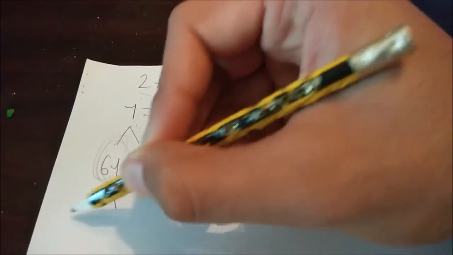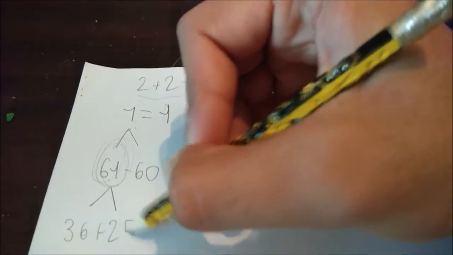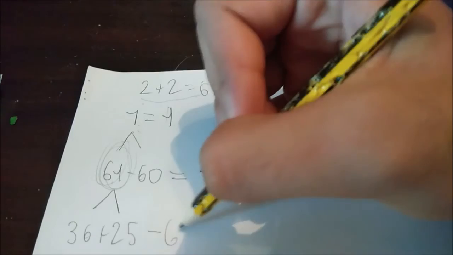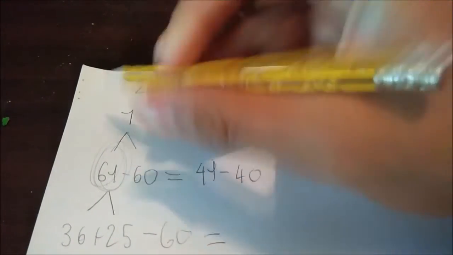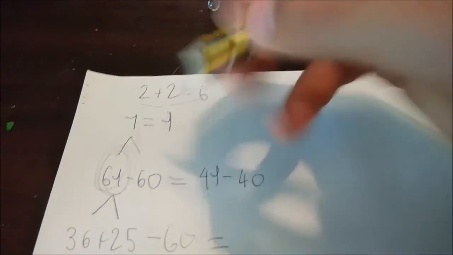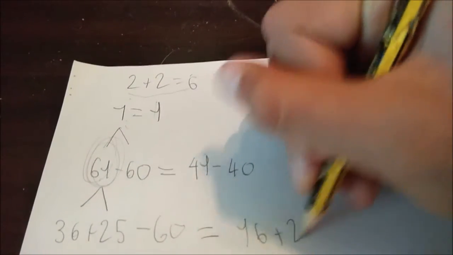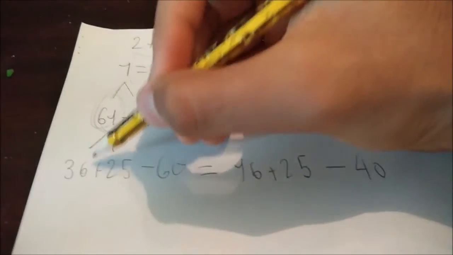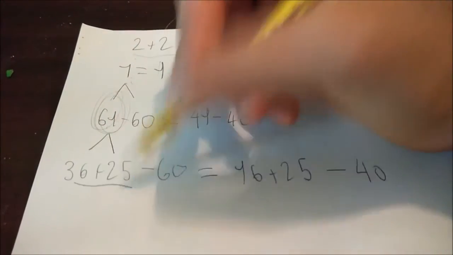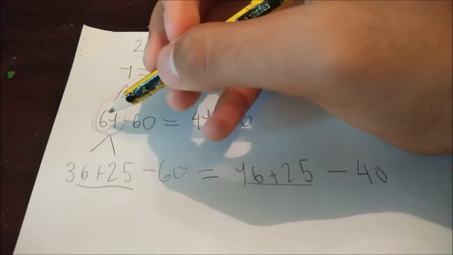Anyway, 61 equals 36 plus 25. And we combine this with minus 60. And this is equal to 41. So 61 is 36 plus 25, 41 is 16 plus 25, and we combine this with minus 40. And what's the pattern you've noticed, as I mentioned before? These two numbers are square numbers. So what you're going to do is find the square root of them.